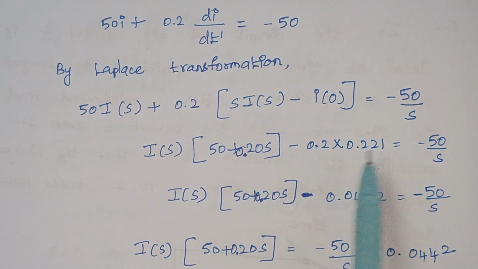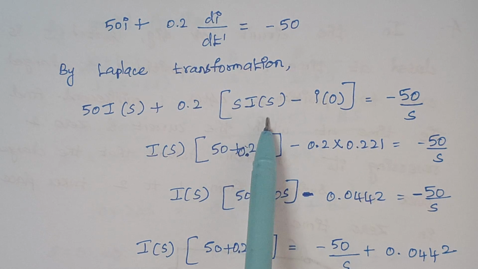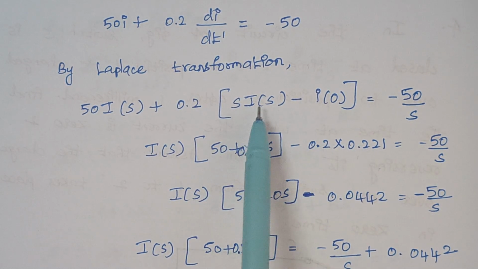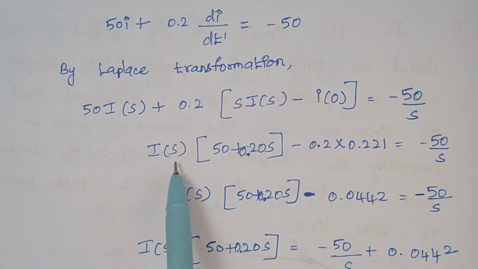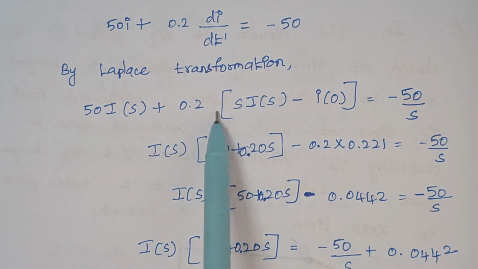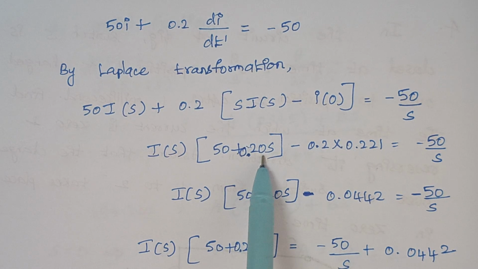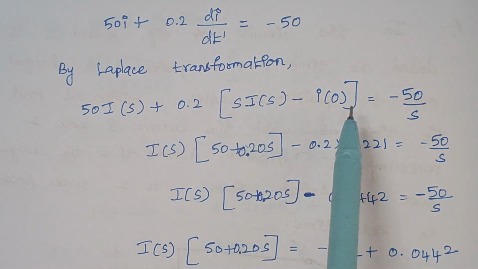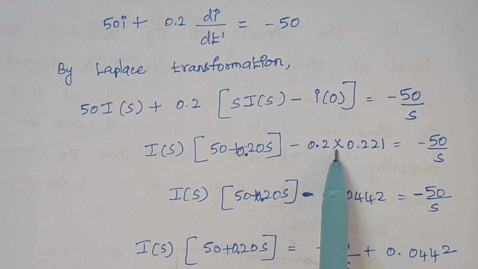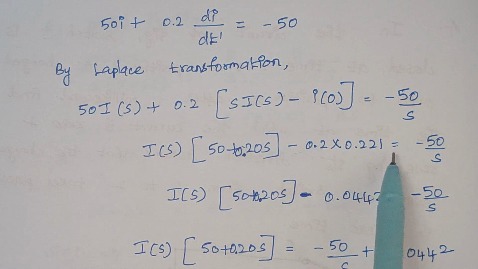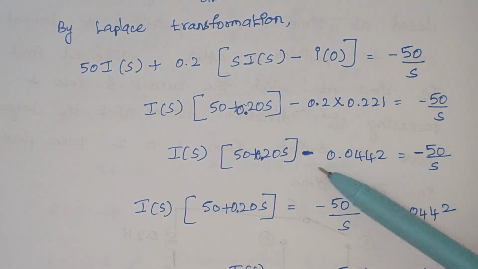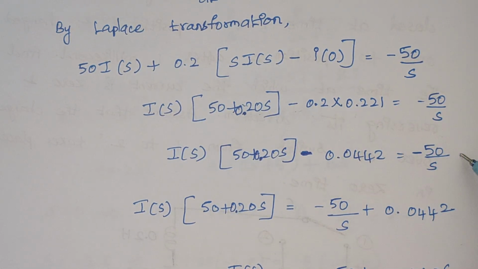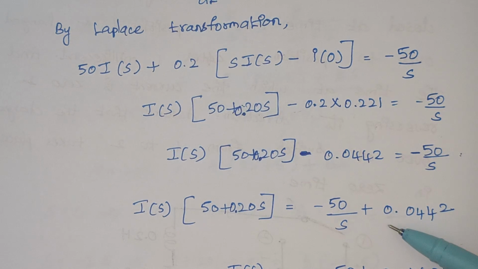Right. So just substitute it over here. I am bringing this 0.2 inside, right? And at the same time I am taking this I of s commonly outside. So when you take I of s outside, what happens? 50 plus 0.2 into s here, minus this 0.2 into I of 0, it is 0.2 into 0.221, right? So just substitute the values, and the next thing is we are going to move this number to the right hand side, therefore this minus becomes plus here.